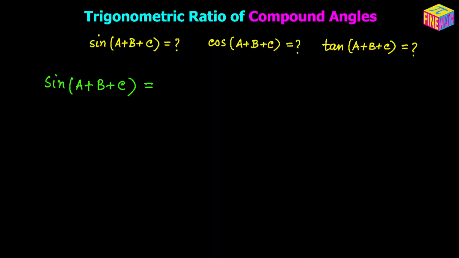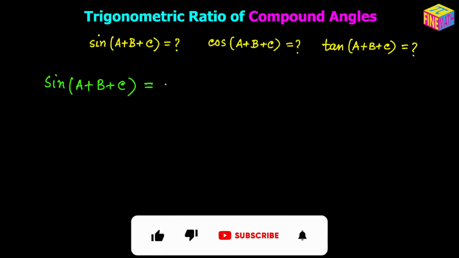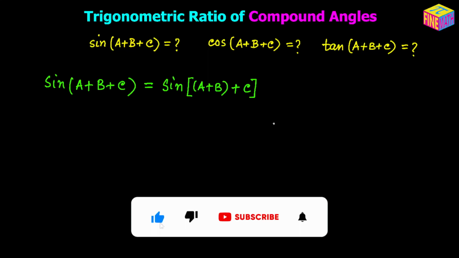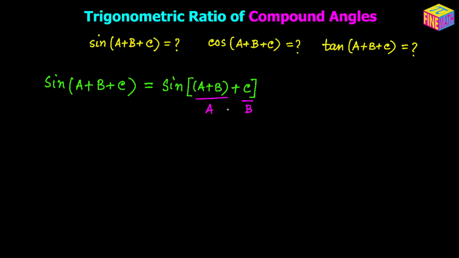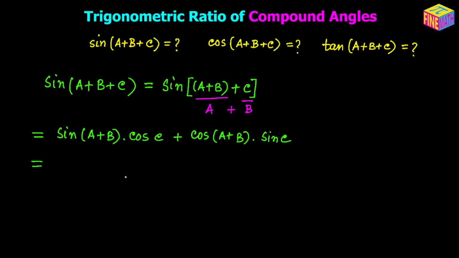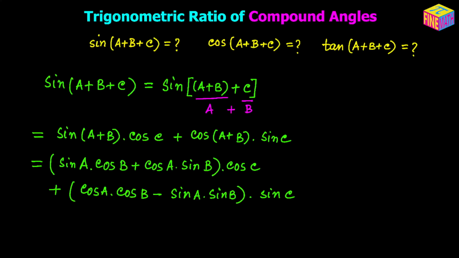Can we write this as sine of (a plus b) plus c, and then using the formula of sine of a plus b, we can assume that this is our a and this is our b, and this simply looks like sine of a plus b. So let's use the formula of sine of a plus b, and we know that sine of a plus b is actually sine of a times cosine of b plus cosine of a times sine of b. And here again let's use the formula of sine of a plus b and cosine of a plus b, and then let's remove the parenthesis and see how it looks.